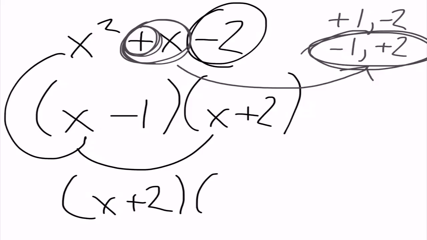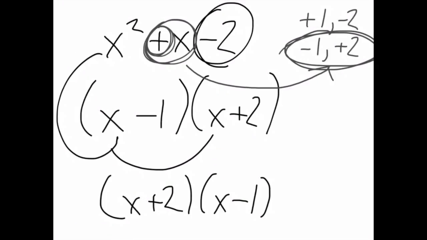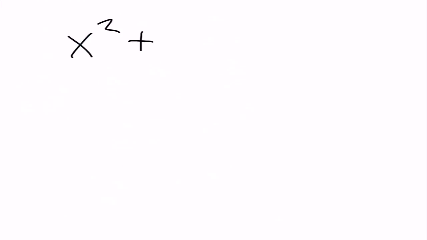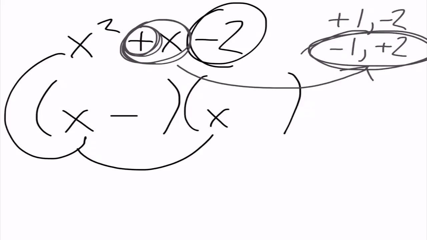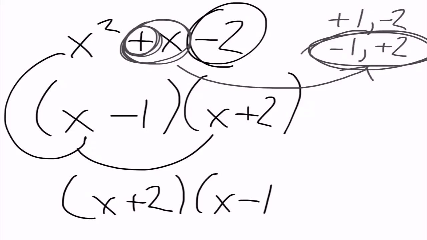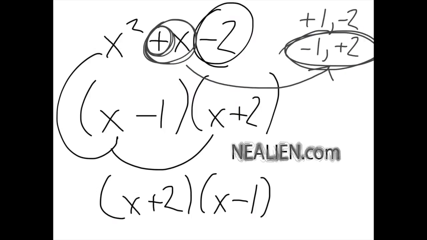So I'm going to do x minus 1 times x plus 2. You could switch the order. You could say x plus 2 times x minus 1. That part doesn't really matter. But if you multiply this out, you find that it does work. And it's based on looking at first the beginning term, then the last term, and then getting kind of guidance from the middle term to see what we should try first.